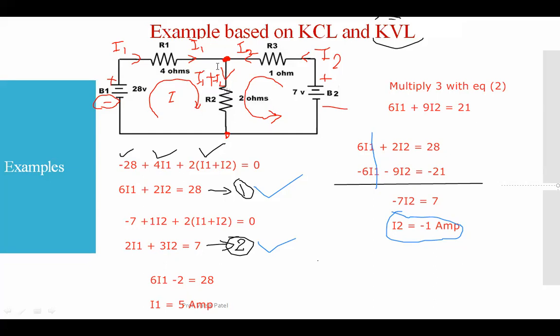So now, what is the current flowing through this 2 ohm resistance? Can we say I1 plus I2? So it is 5 minus 1, which is equal to 4 ampere. From the 2 ohm resistance, 4 ampere is flowing. Yes or no? Are you getting it now?